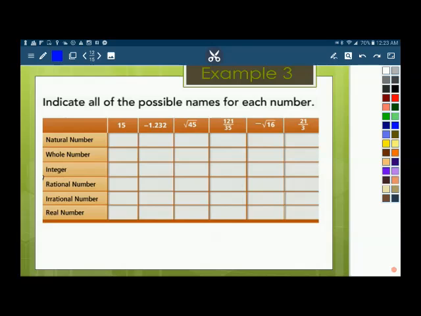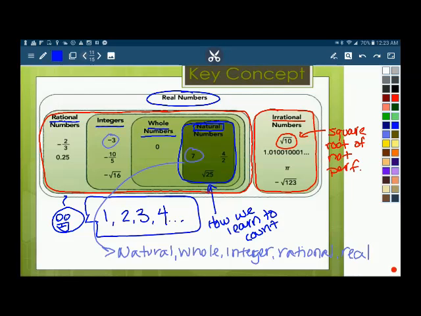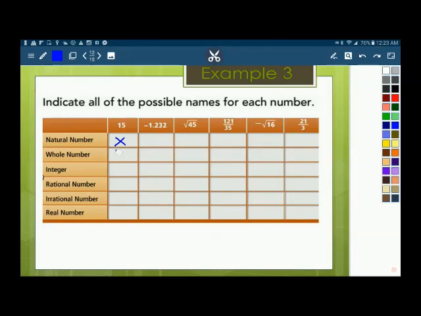15 is definitely a natural number. When we start counting 0, 1, 2, 3, 4, on and on, we reach 15. Now, if we look at our chart, the natural numbers are a part of the whole numbers, are a part of the integers, are a part of the rational numbers, are a part of the real numbers. So this is natural, whole, integer, rational, and real.